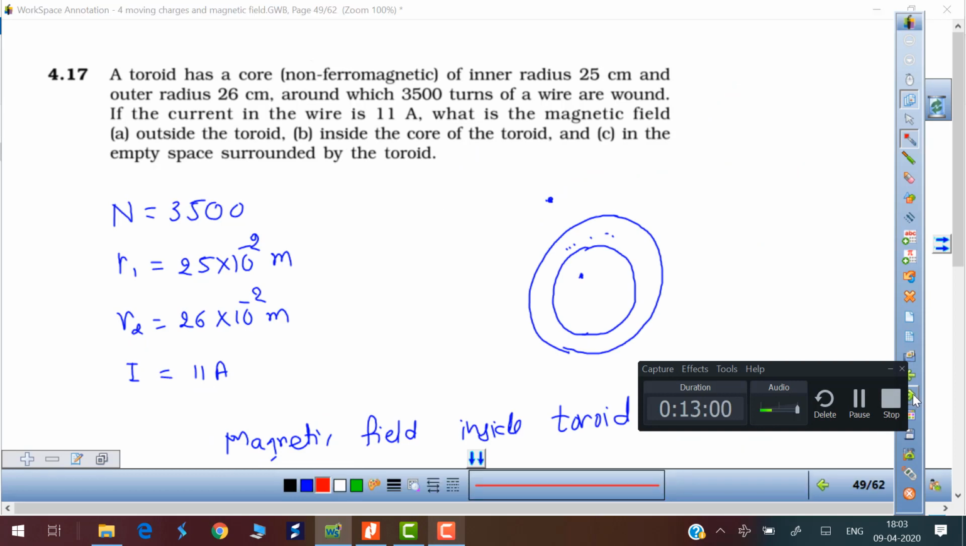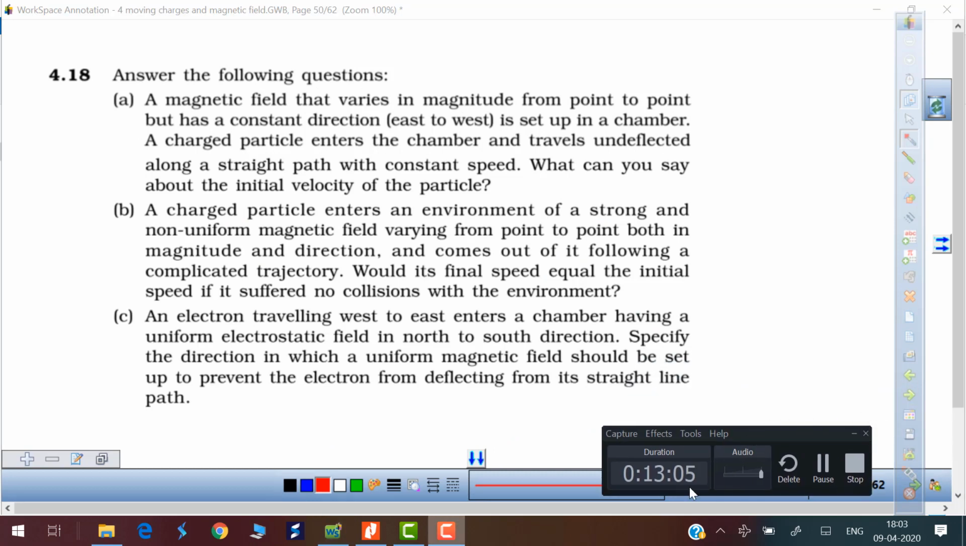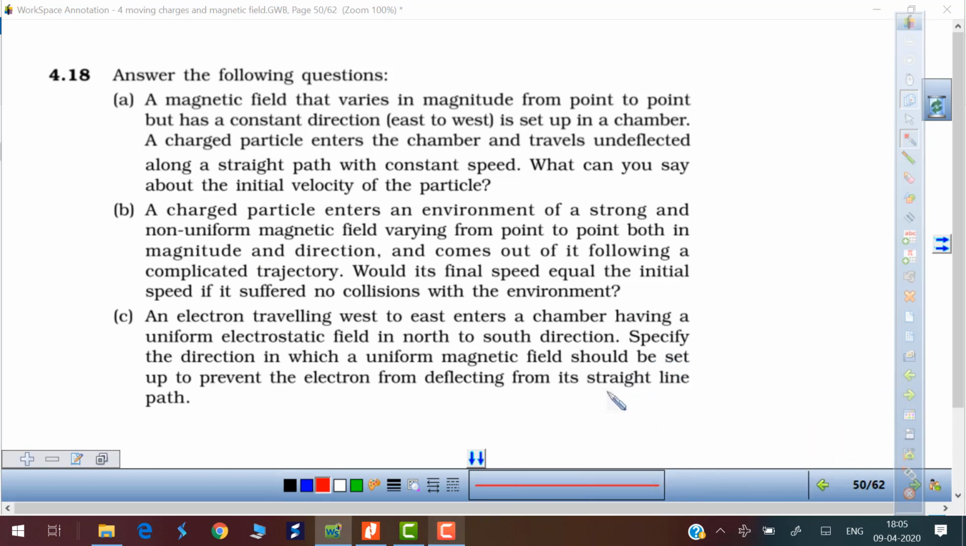So this is already done. So here you have some questions without calculation. A magnetic field that varies in magnitude from point to point but has a constant direction, that is east to west, is set up in the chamber. A charged particle enters the chamber and travels undeflected along a straight path with constant speed. What can you say about the initial velocity of the particle?